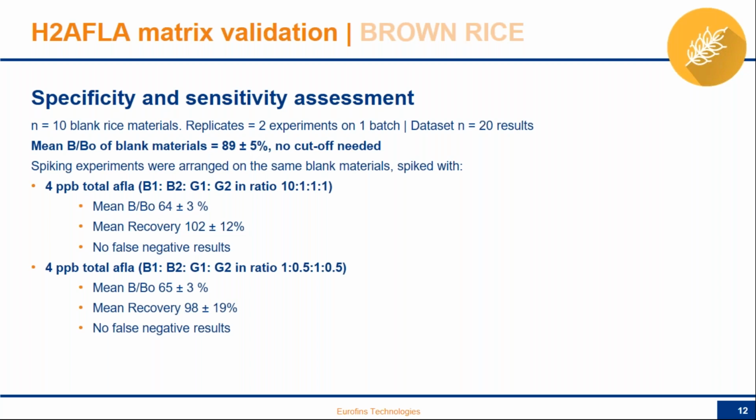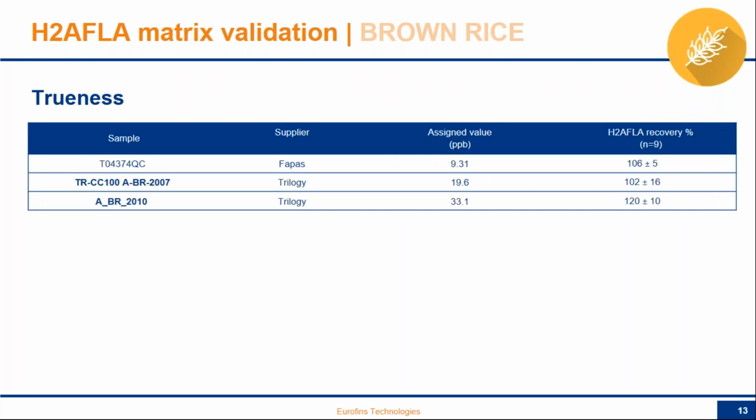You see that there is a significant difference in terms of inhibition compared to the blank materials. All the determinations were found as positive, and the recovery and the accuracy are also pretty good. In this table, you see again the trueness assessment for 3 control materials from FAPAS and Trilogy, where each sample was extracted on 3 days and run in triplicate in each session. So we have a total of 9 results per material.